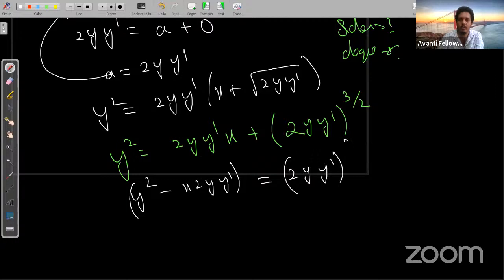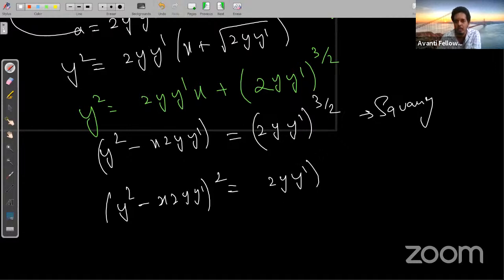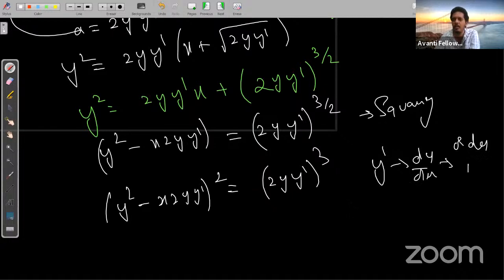Here we are having a rational power, 3 by 2. So for removing it, what I'm doing is squaring on both sides. If I'm doing squaring, y squared minus x into 2y dash whole square is equal to 2y dash whole cube. So what is the highest order we are having? y dash, it is dy by dx, means one time derivative. So order is 1. And what is the degree we are having? It is the highest power for the order. It is 3.